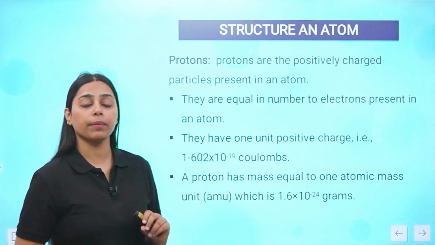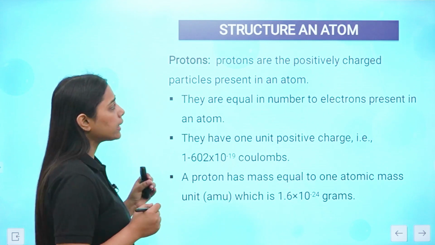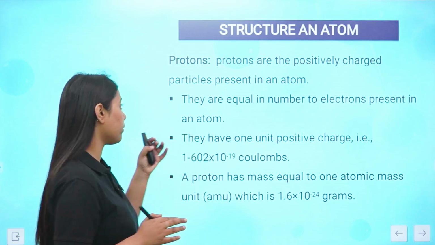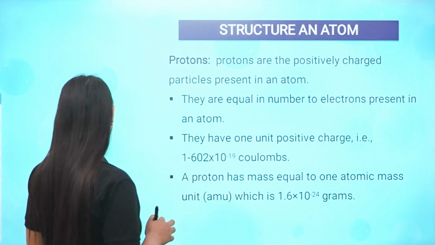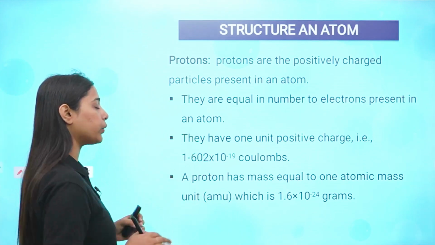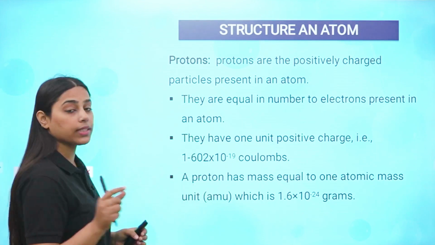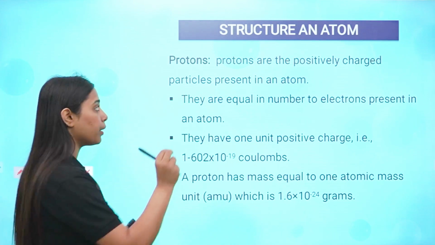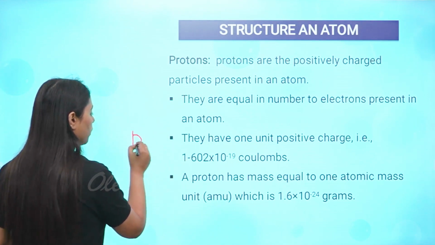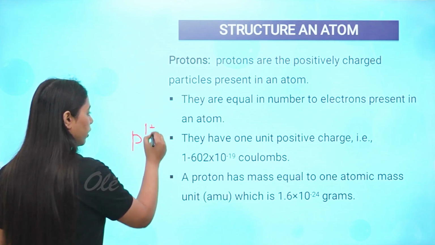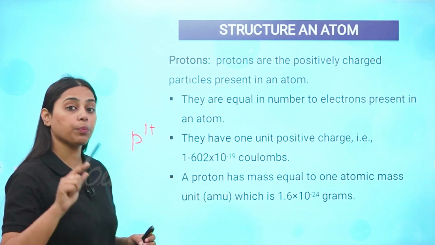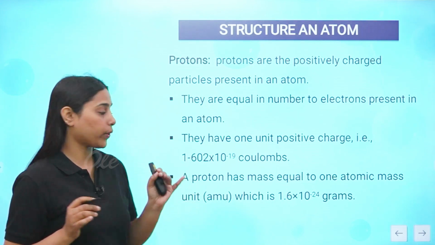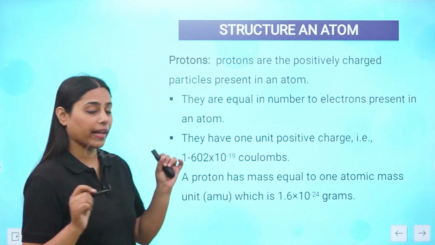Then the second subatomic particle is the proton. Protons have the opposite nature of electrons. These are positively charged particles present in an atom, and they are equal in number to the electrons present in an atom. That means an atom will always have an equal number of protons and electrons. A proton is represented by a small p with the symbol +1, because it has one unit positive charge, and it has the same magnitude, 1.6 into 10 power minus 19 coulomb.